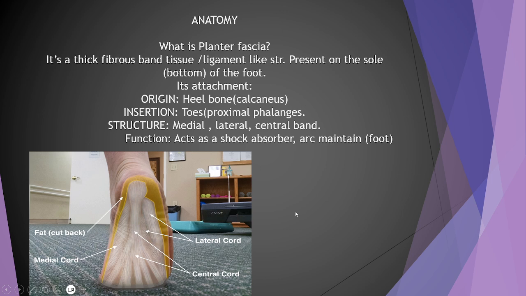Okay, now, as I show the anatomy, what is the anatomy? The plantar fascia, as I said, is the thickest fibrous band of tissue, a ligament, present on the bottom of the foot, on the sole of the foot, and it connects the calcaneal bone of the heel and the proximal phalanges, that is toes. That is known as plantar fascia. Its structure has a medial cord, lateral cord, and central cord. What is the function of plantar fascia? It acts as a shock absorber and maintains the arch of the foot.